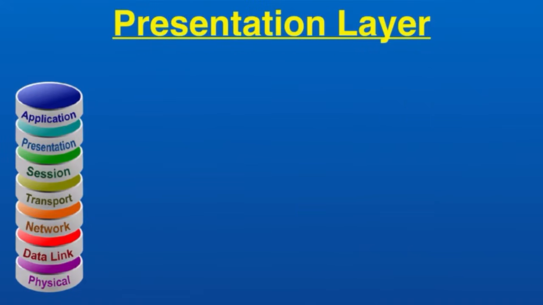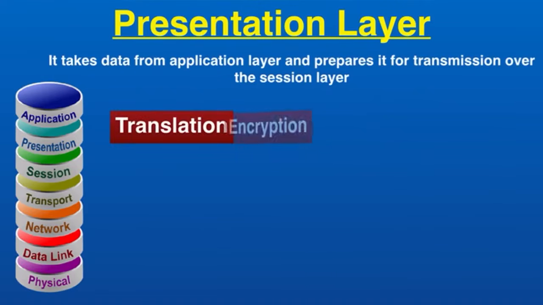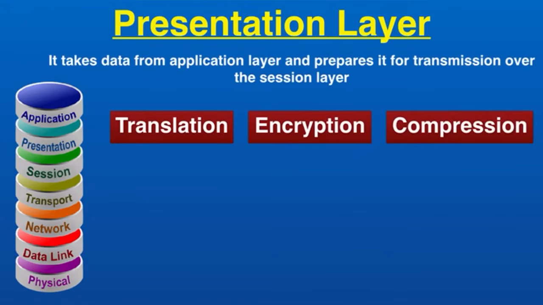Presentation layer. It's the 6th layer of the OSI model. It takes data from the application layer and prepares it for transmission over the session layer. This layer is primarily responsible for defining the format in which data is exchanged between two devices. Functions of this layer are translation, encryption, and compression of data. When two communicating devices use different encoding techniques, Layer 6 is responsible for translating incoming data into a syntax that the application layer of the receiving device can understand. For example, ASCII to EBCDIC.